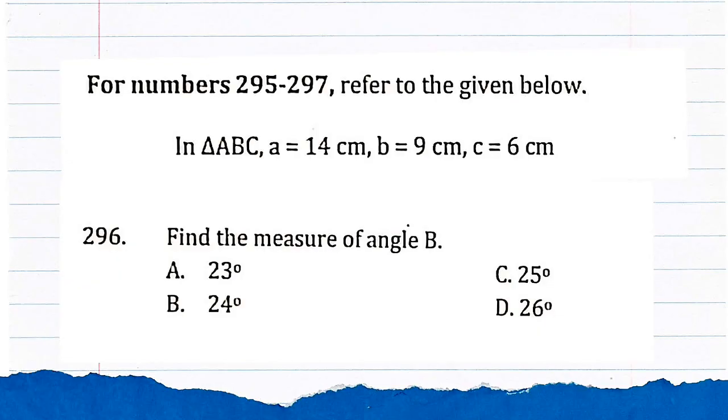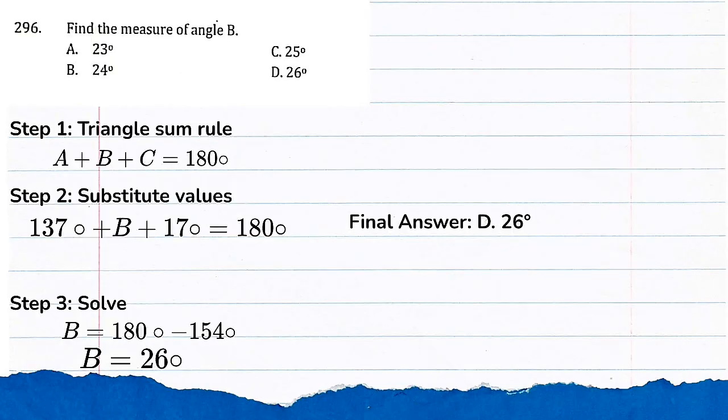For question 296, find the measure of angle B. A, 23 degrees, B, 24 degrees, C, 25 degrees, or D, 26 degrees. So to solve, first, the triangle sum rule, A plus B plus C is equal to 180 degrees. So substitute values. So A is equal to 137 degrees plus B plus 17 degrees is equal to 180 degrees. Now solve. B is equal to 180 degrees minus 154 degrees. Therefore, B is 26 degrees. Therefore, the final answer is 26 degrees.